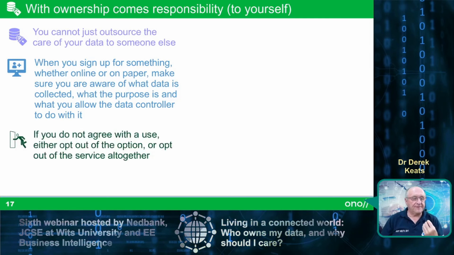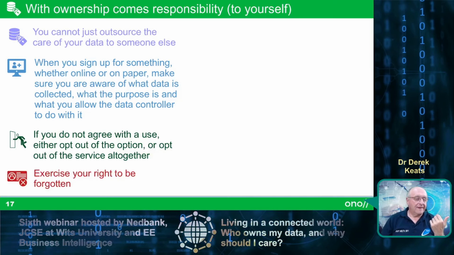And if you don't agree with a use, either opt out of the option or you opt out of the service altogether. So lots of people have left WhatsApp in the last little while because of the change to their terms and conditions, but not because everybody went and read the terms and conditions, but because they saw lots of people talking about it on social media. And then lastly, but not least, on this side of the equation is exercise your right to be forgotten. If you're not happy with what's happening to your data on Facebook, delete your account and exercise your right to be forgotten. They have to provide that.